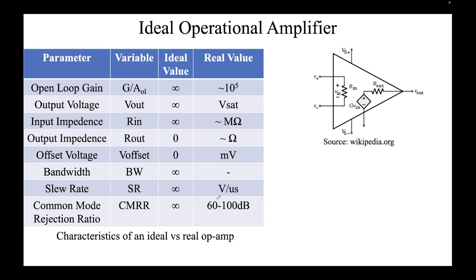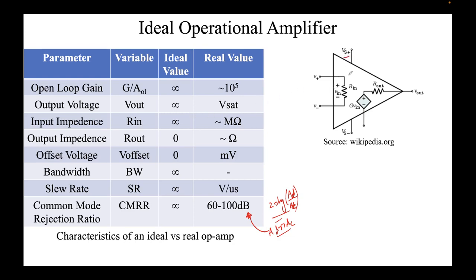Slew rate we'll also see in the next class. The common mode rejection ratio, as I told you, is nothing but 20 log AD over AC. This should be very high, which means AD should be greater than AC, giving a very high common mode rejection ratio. Open loop gain, which we denote by G or AOL, is ideally infinity, but in reality we get a gain of 10 to the power 5. Output voltage should be infinity, but it gets saturated at these values.